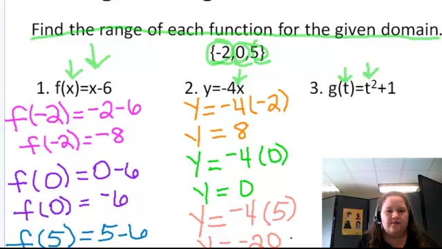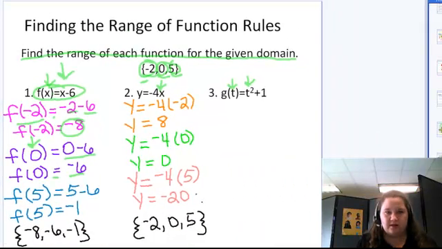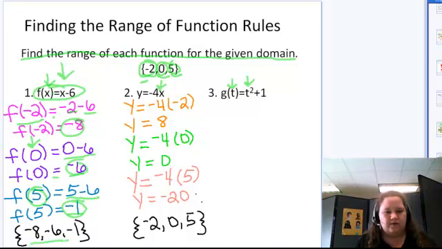Over on this side, I put f of negative 2, because our first one was negative 2, equals negative 2 minus 6, which equals negative 8. Then I go back with the same equation and plug in 0 for my x. So 0 minus 6 equals negative 6. Lastly, I plug in 5 for that same problem. This is 5 minus 6, which gives me a negative 1. I wrote the answers down here: negative 8, negative 6, and negative 1.